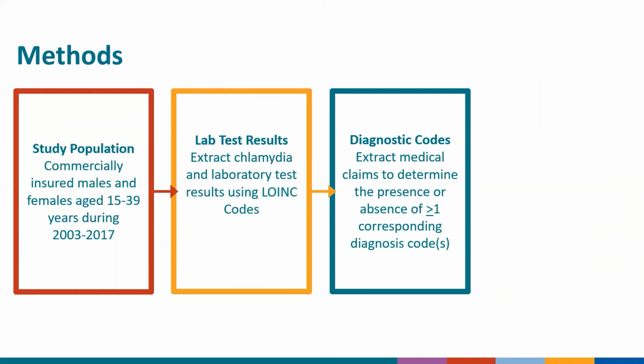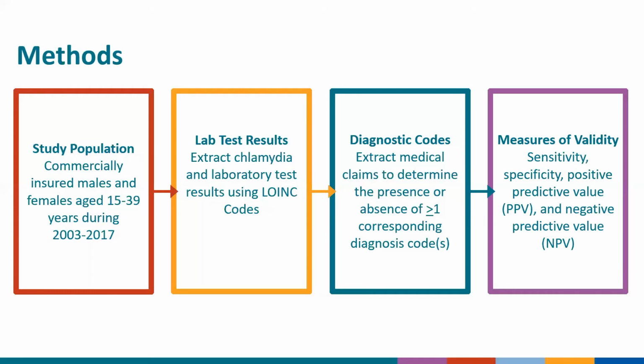For each test result, we determined the presence or absence of at least one corresponding chlamydia or gonorrhea diagnosis code within the linked claims. We then used test results as our reference standard to determine the sensitivity, specificity, positive predictive value, and negative predictive value of the chlamydia and gonorrhea diagnosis codes. Test results categorized as other were excluded from these diagnostic validity measures, as infection status could not be determined.